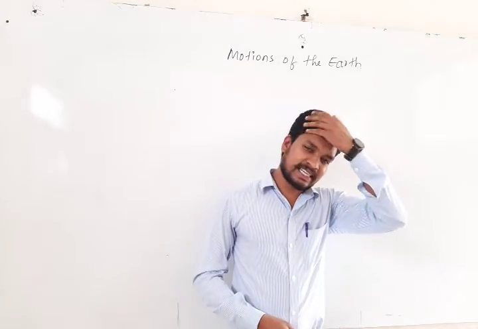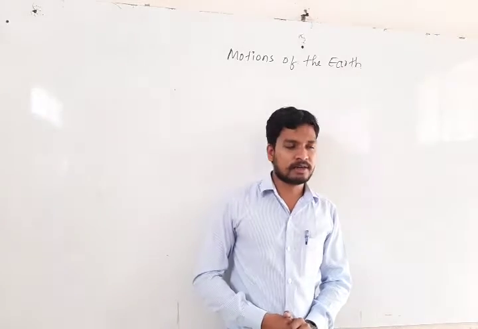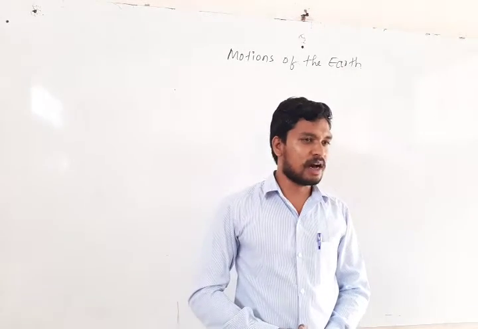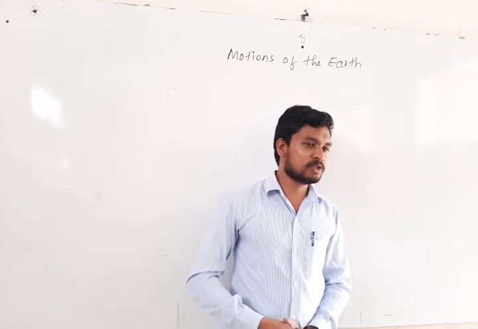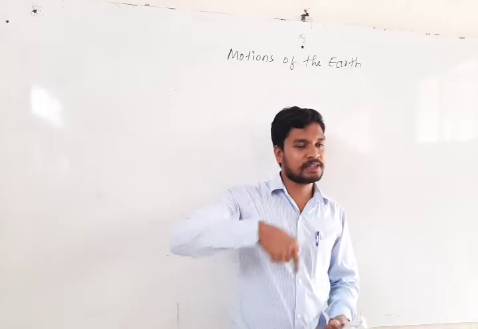So in the last class we discussed rotation. How many hours does the earth take to complete one rotation around itself? Yes, 24 hours. It takes 24 hours to complete one rotation.